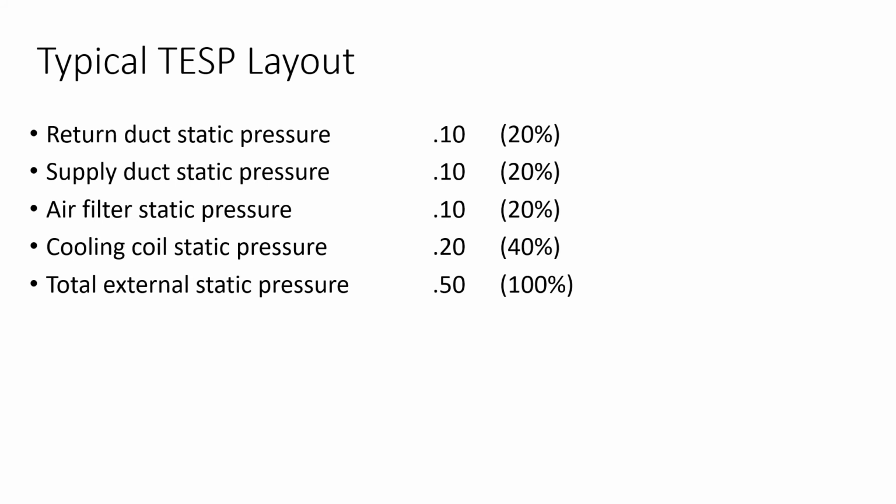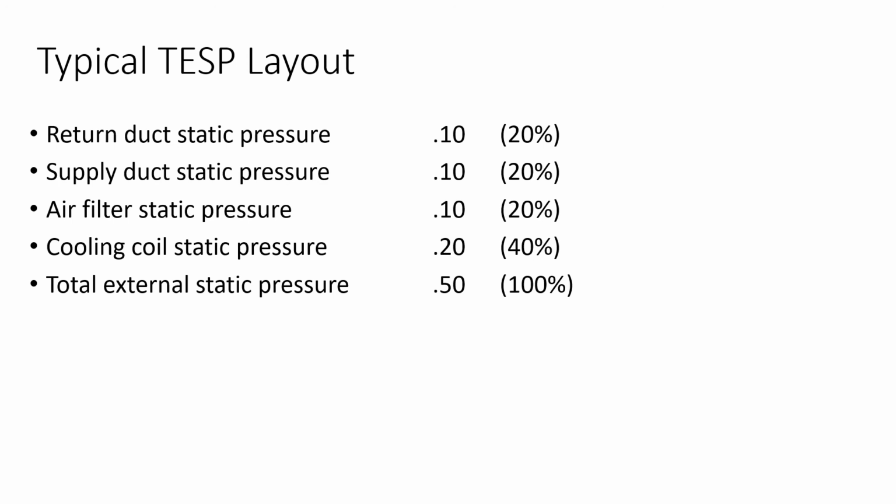So this is what I like to call a typical total external static pressure layout. Sometimes this is referred to as a static pressure budget. Now remember, in the example that we previously looked at, our total external static pressure was 0.5 inches water column, resistance to airflow. Now what does that look like? This is a breakdown of what you will typically see in a residential split system for static pressure.